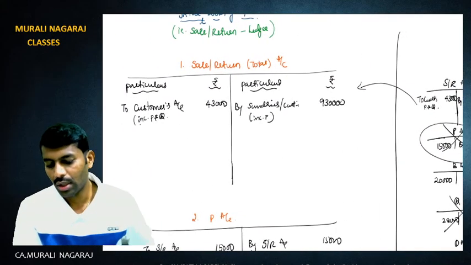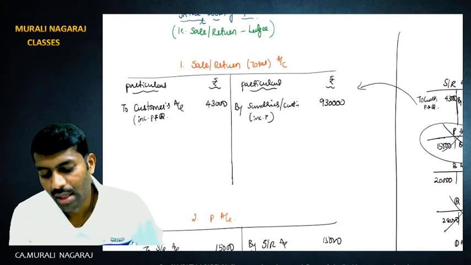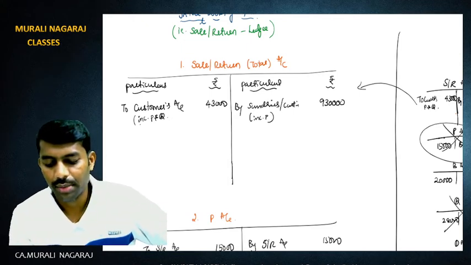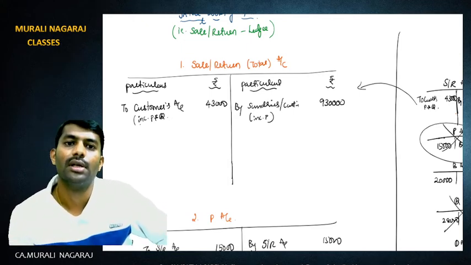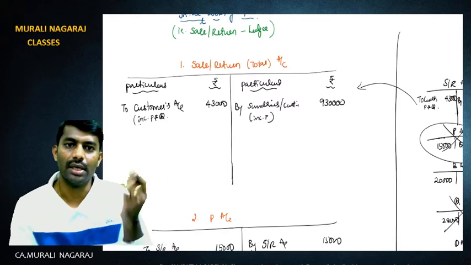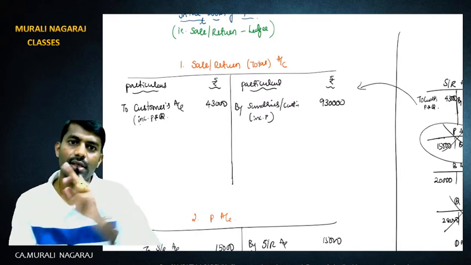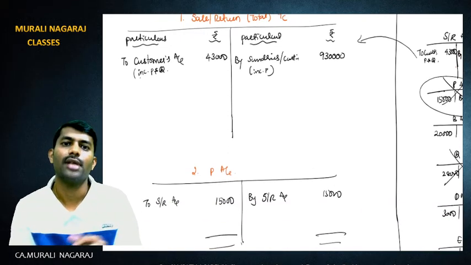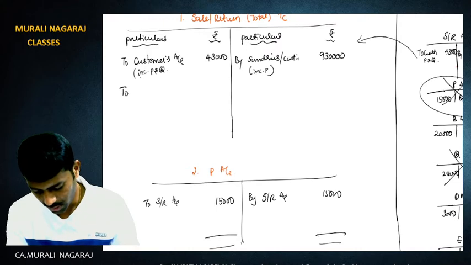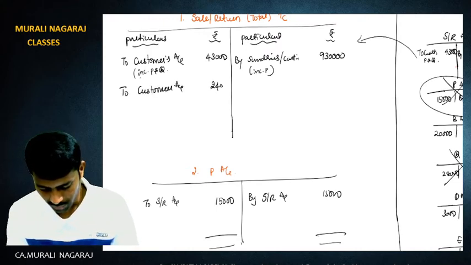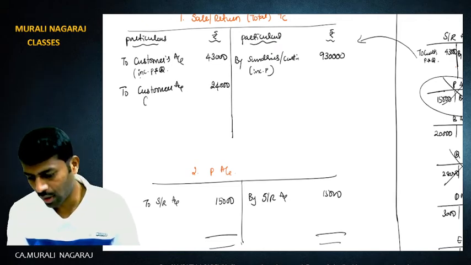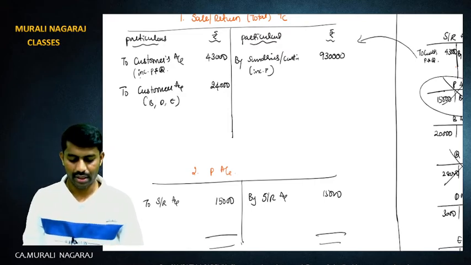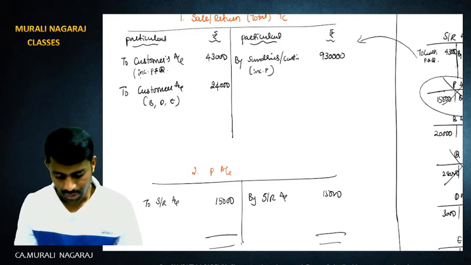Next, they have said B, D, E. In total, it is 20 plus 3 plus 1, 24,000. They have accepted the goods. When goods are accepted, in the memorandum books I will cancel, and in the main ledger I will pass the entry. To cancel the sale or return, the opposite entry is the same, to customers' accounts 24,000. So B, D, E total 24. Correct? Here P is not there. P is already closed.